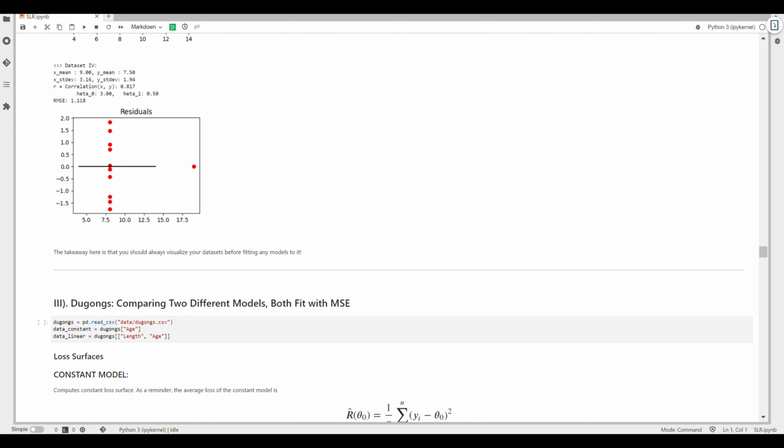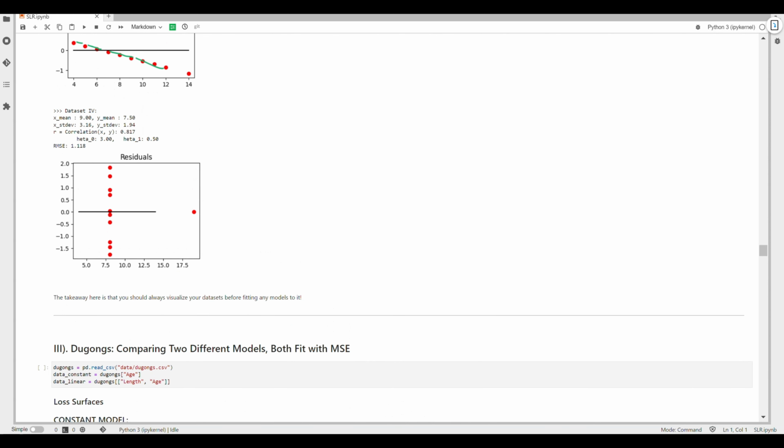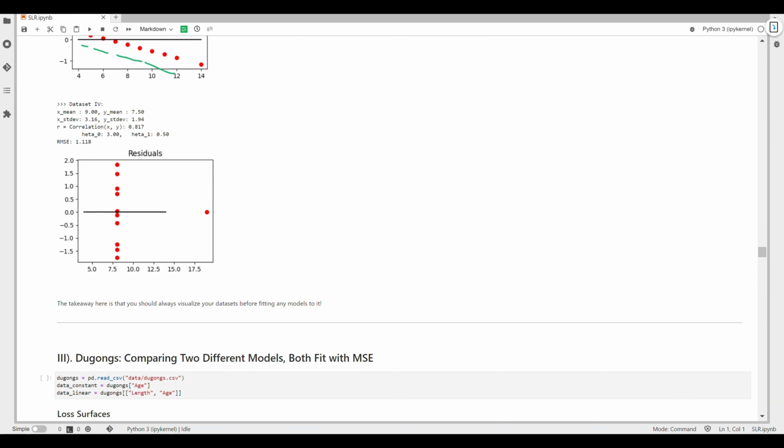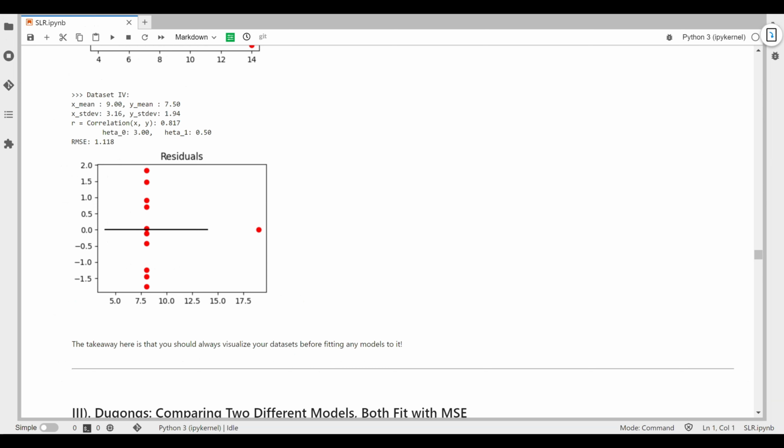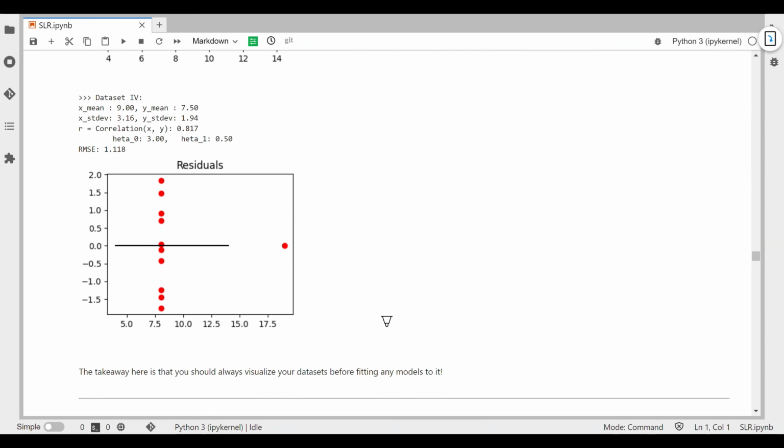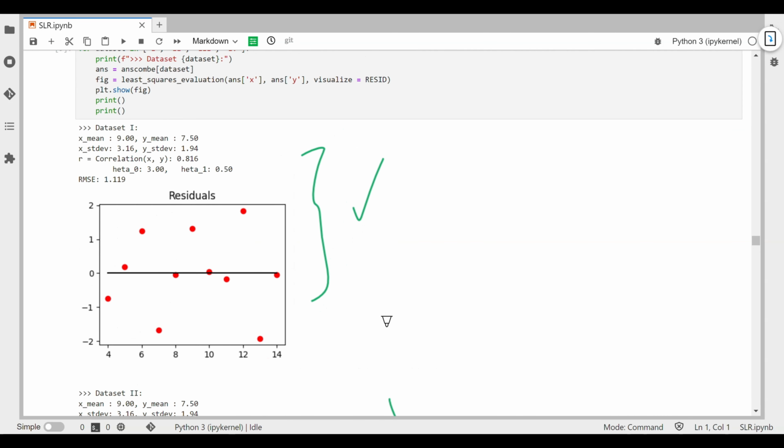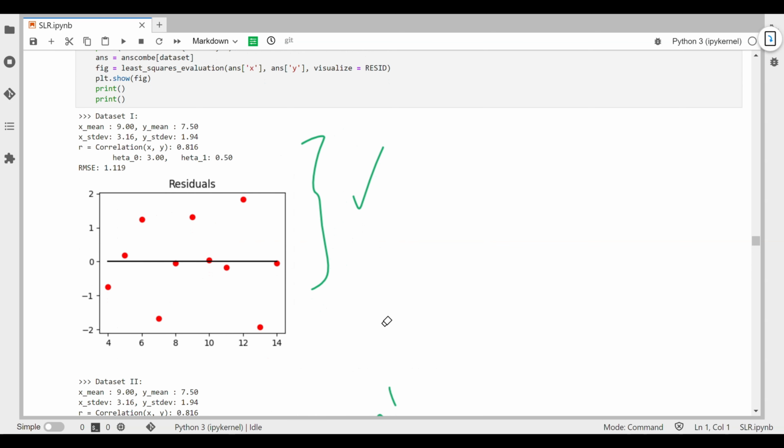So the takeaway is that you should always visualize these before fitting any models. And again, the only one where, straight out of the box, the least squares simple linear regression model makes sense here is this first one. But I would only know that by visualizing, because otherwise their statistics and their least squares regression fit were exactly the same.